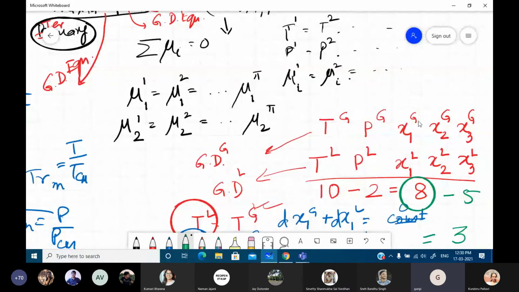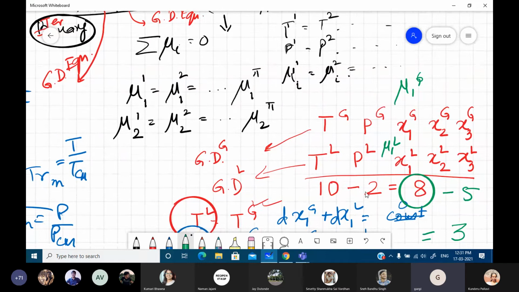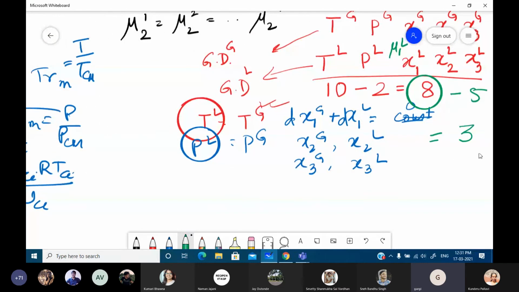Instead of x1, you could have also expressed this in terms of mu1g and mu1l. Then in that case, equality of the two would have given you one constant. Again, in this case, mu2g, mu2l equality would have given you another constant. In whatever way you express it, it has to be expressed only in terms of intensive variables. And we find that for this particular system, F gives 3.